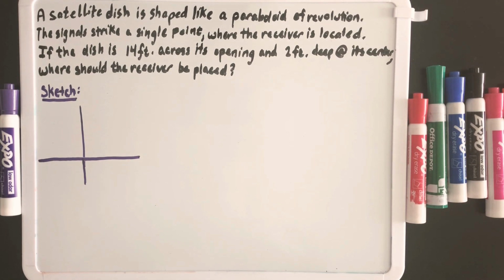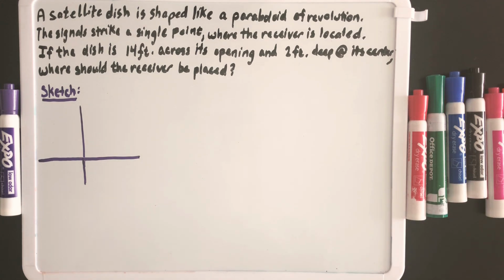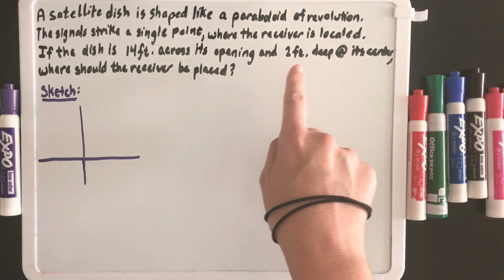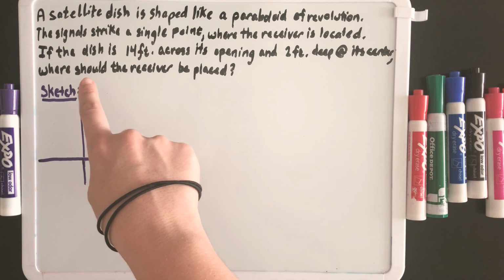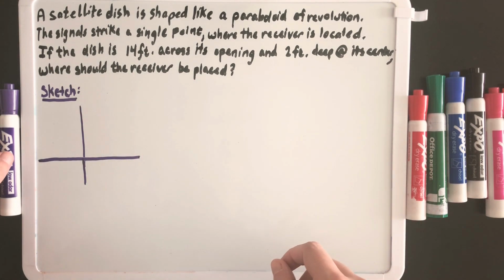Okay, so I wanted to make a video for this homework question that some of you have trouble with. It says that a satellite dish is shaped like a paraboloid of revolution, and that a signal after reflecting on the dish will strike a single point, and that's where the receiver will be located. If the dish is 14 feet across at its opening and 2 feet deep at its center, where should the receiver be placed?